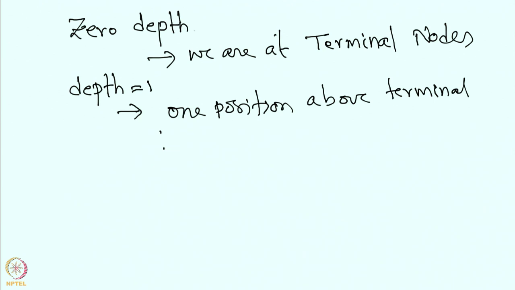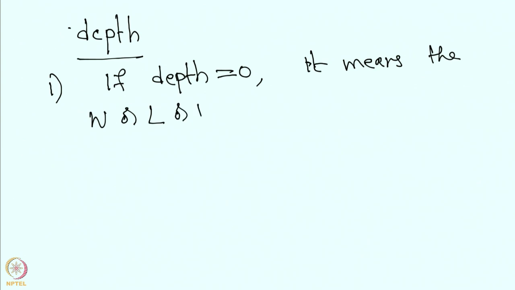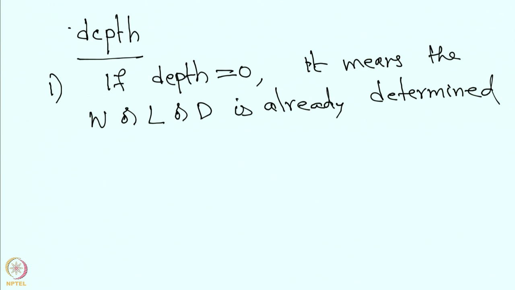Now, once the depth is there, we use induction. The first thing we need to prove, to use the induction, is that if depth is 0, it automatically means the win or loss or draw is already determined. Therefore, if the depth is 0 it is already determined.